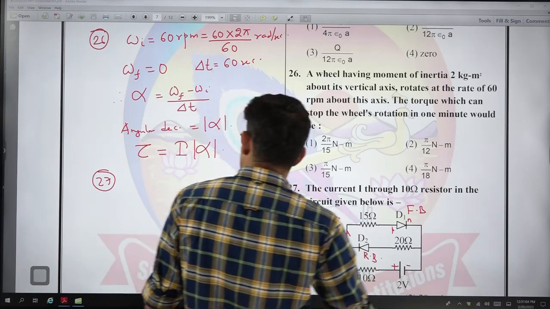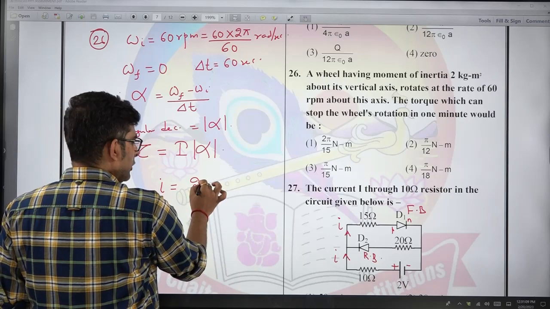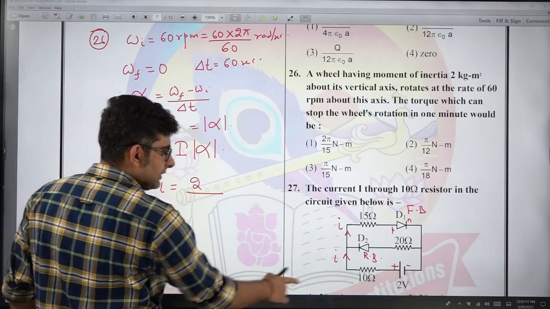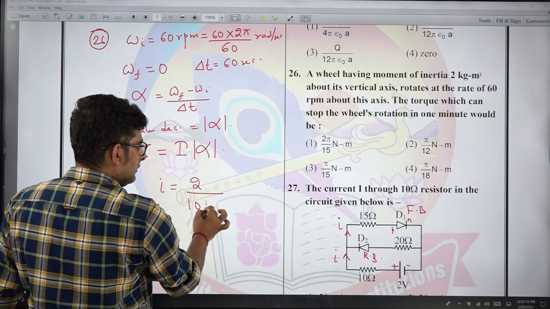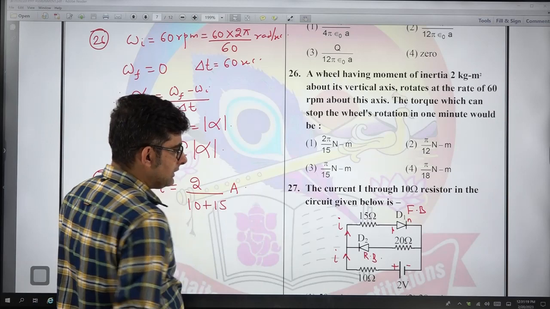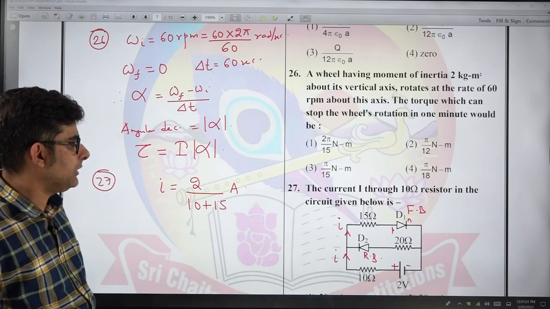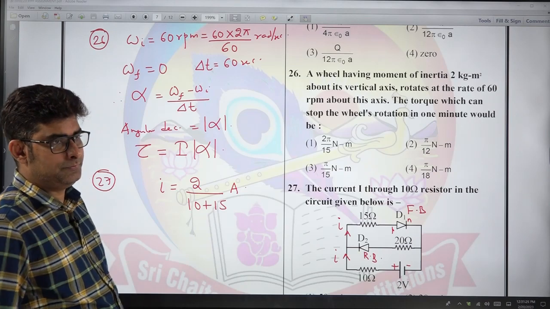So what is the current here? I is equal to total voltage 2 volt divided by what is the resistance? 10 ohm plus 15. So this much amperes. The diode resistance is not given, which means we can assume it to be an ideal diode having zero resistance. This is the current. Clear?